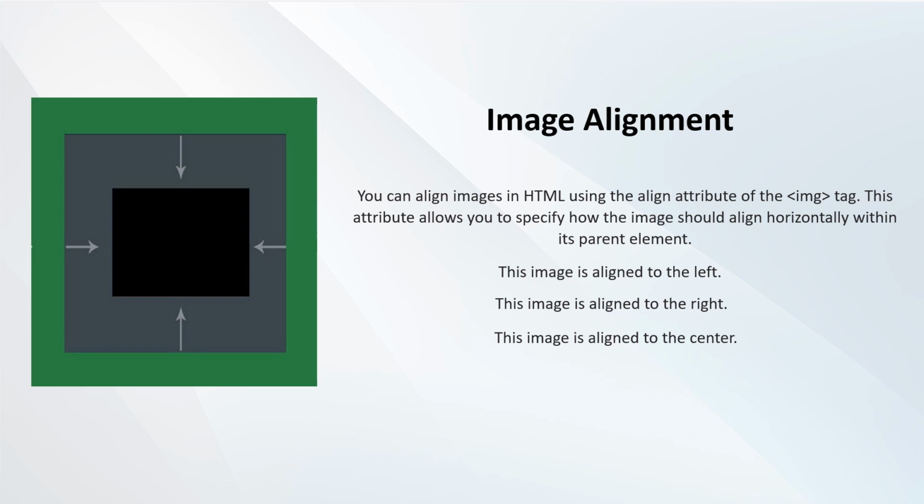Alternatively, the text-align property applied to a container can be used to align images horizontally. The CSS flexbox and grid layouts also offer powerful tools for precise image alignment within complex designs. Finding a balance between aesthetic considerations and responsive design principles ensures that aligned images enhance the visual harmony and user experience of a web page across various devices and screen sizes.